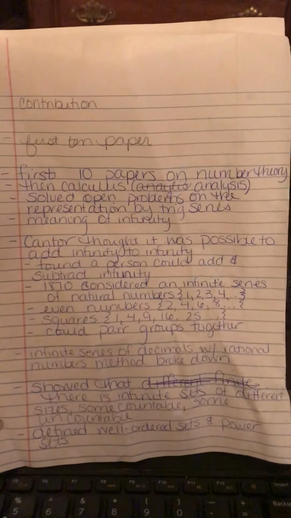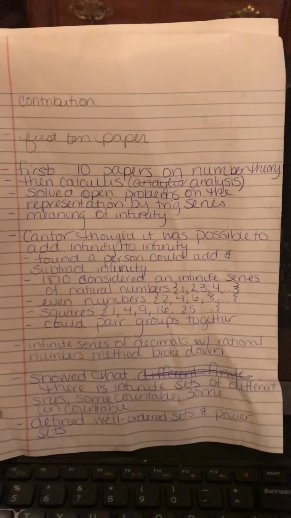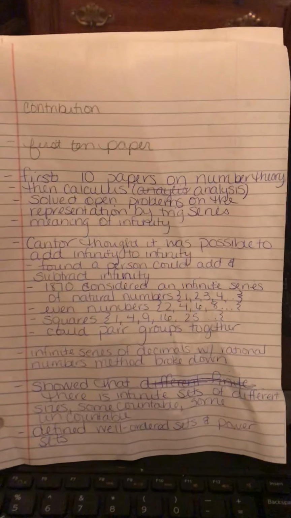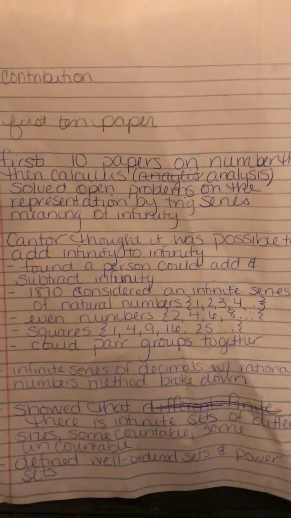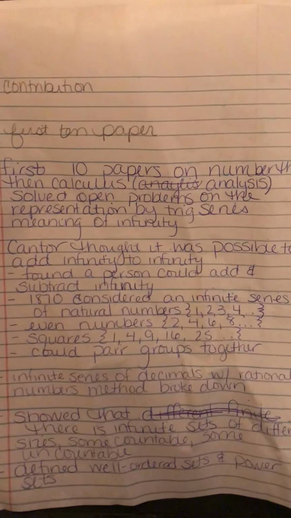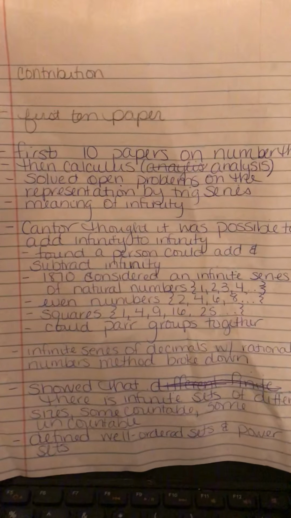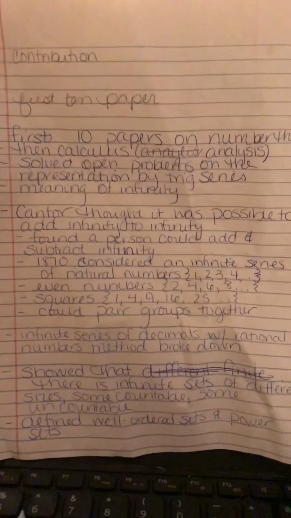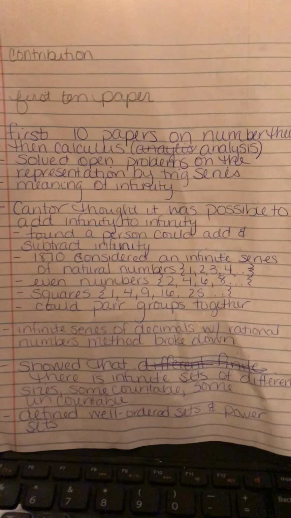So Cantor did his first 10 papers on number theory. Then he decided that calculus was his passion, and at that time calculus was called analysis. He solved open problems on the representation by trig series. He worked on the meaning of infinity. Cantor thought it was possible to add infinity to infinity, and he found later that you could add infinity and subtract infinity.